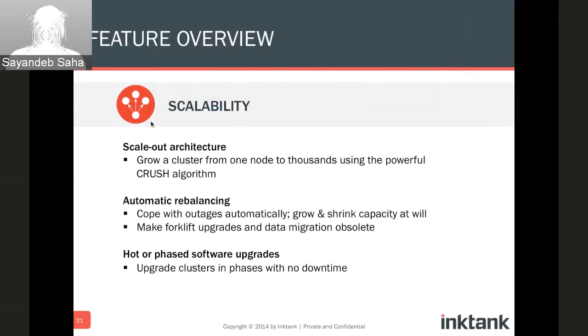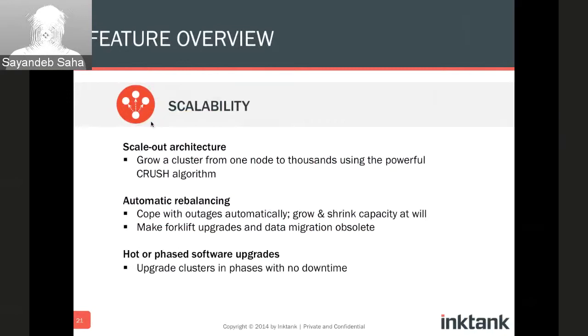When you expand a cluster and add more OSDs, OSDs are the things that hold the data in Ceph, it just rebalances on its own. You just don't have to do anything. In Gluster, on the other hand, you actually have to add new storage to the pool and then issue a rebalance command. Of course, you can automate that using scripts, but it's a level of automation you have to add on top of Gluster. Ceph does that on its own.